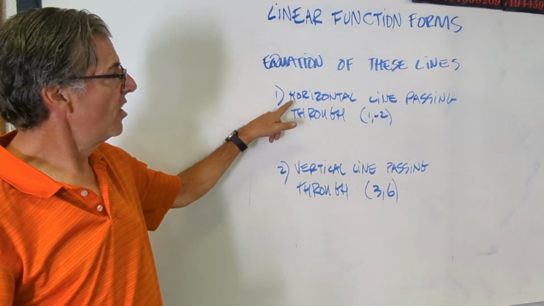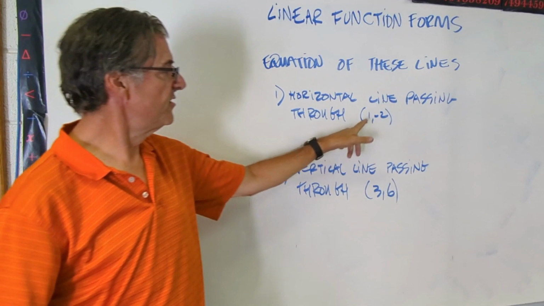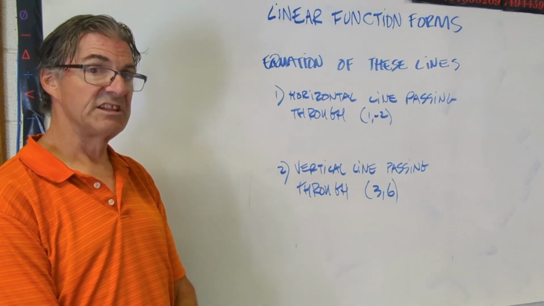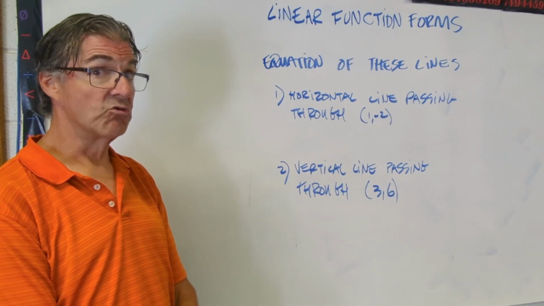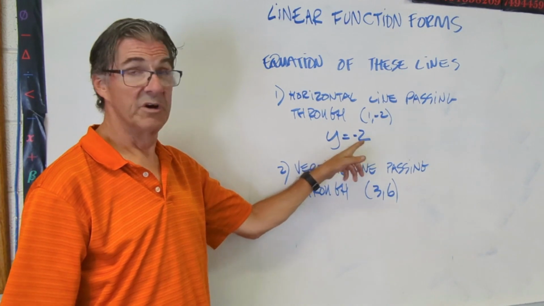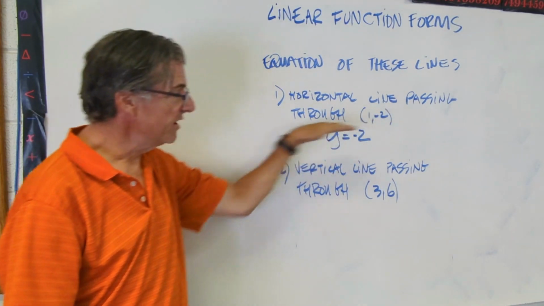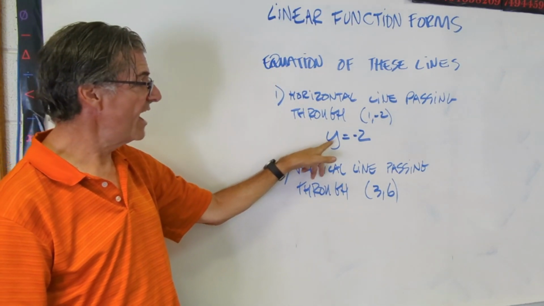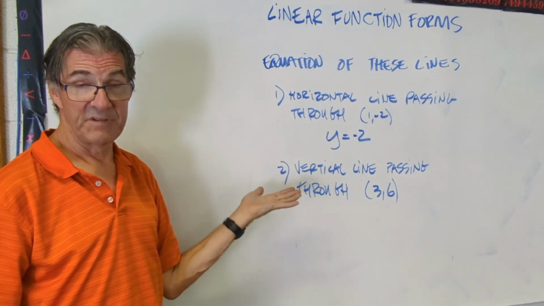First one, horizontal line passes through the point (1, -2). What is the equation of that line? Go ahead, pause the video, write that down. The equation for this line is y equals negative 2. It's horizontal, it's going through the point negative 2 for y. There's no rise or run, so y is always negative 2, like that.